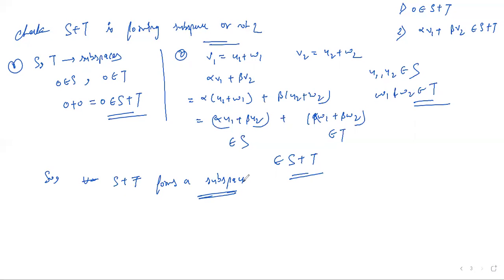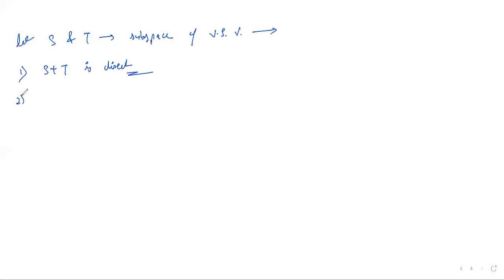So let's see the proper definition of the direct sum. Now let S and T be subspaces of a vector space V. Then I can define the direct sum as: S plus T is direct. The second way: if S intersection T equals 0, because in a direct sum, S and T are linearly independent, or you can say independent.